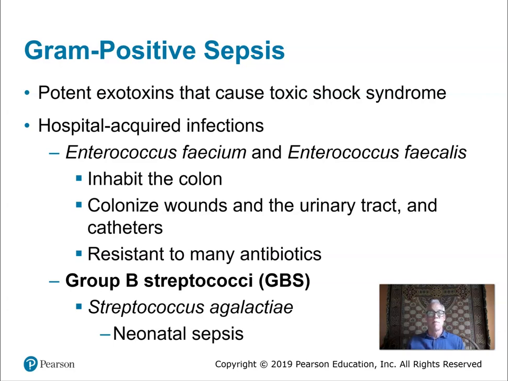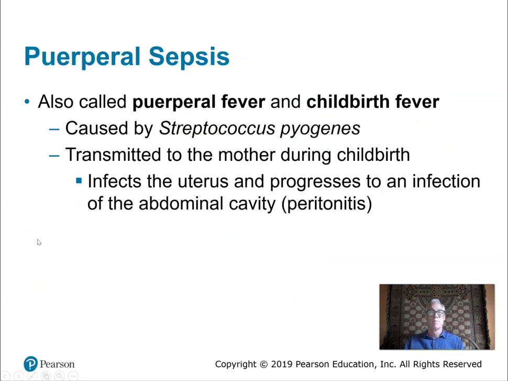Group B streptococci, Streptococcus agalactiae, causes neonatal sepsis, can cause outbreaks in neonatal clinics, birthing wards. Puerperal sepsis. Puerperal period is the period after delivery of a child, and typically, if there's an infection in the reproductive tract somewhere after that process, it's Streptococcus pyogenes that's behind it. It can be lethal, can affect the uterus, and can progress to an infection of the abdominal cavity and cause peritonitis. That's the lining of all the organs in the abdominal cavity, the serous membranes. So that's a very potentially serious condition.